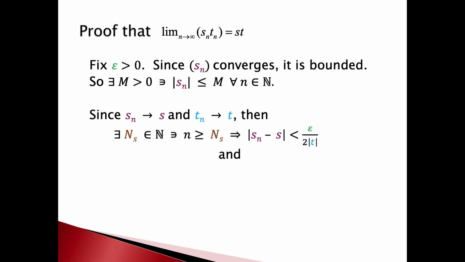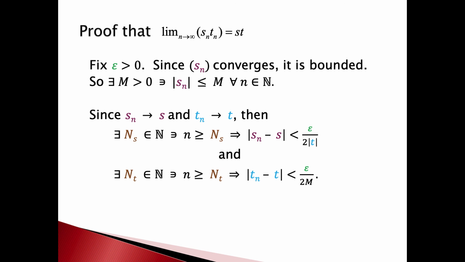On the other hand, I can play the same game with the t's, and I'll get a capital N sub t. Now, whenever little n is bigger than capital N sub t, then the absolute value of t sub n minus t ought to be less than, well, I can put whatever I want on the right hand side, as long as it's positive. And so I'll use epsilon over 2M. Right? And so, again, why does that work?